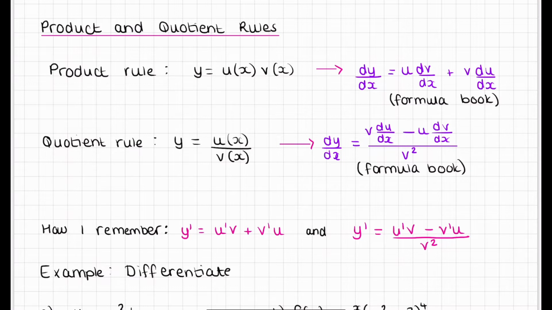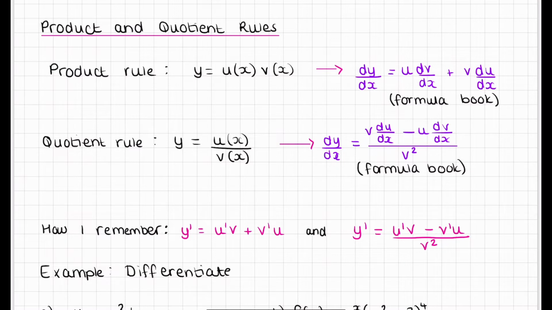Now a quotient rule is when our original function is y equals u(x) over v(x), so one function with x divided by another function with x. So our derivative of that is the v function multiplied by the derivative of u minus the u function multiplied by the derivative of v, all divided by v squared.